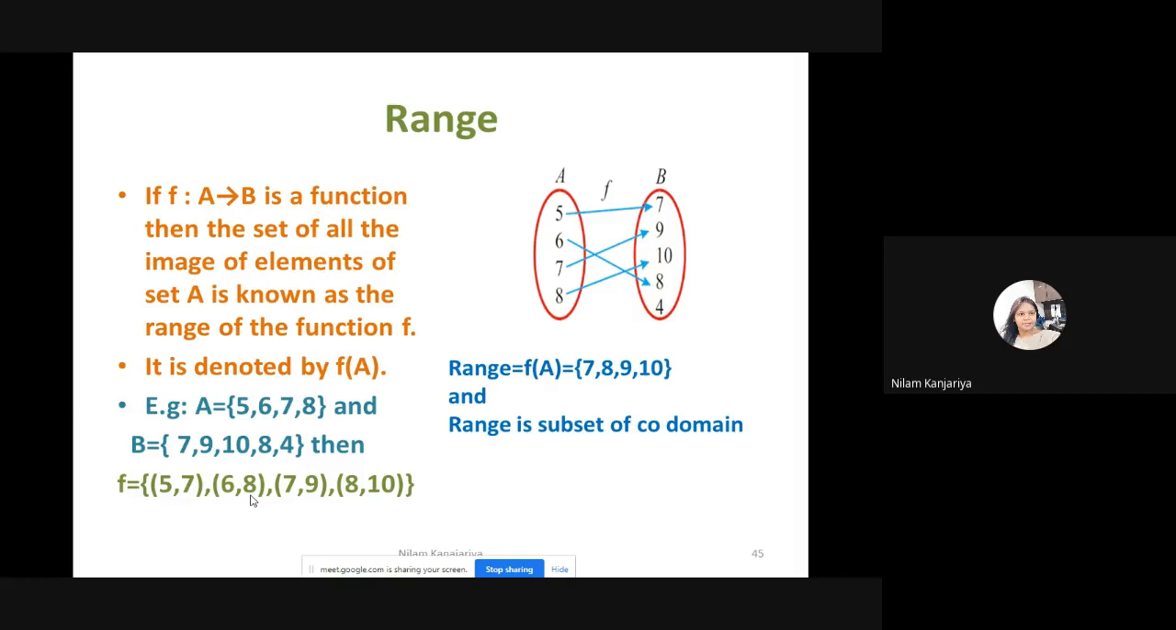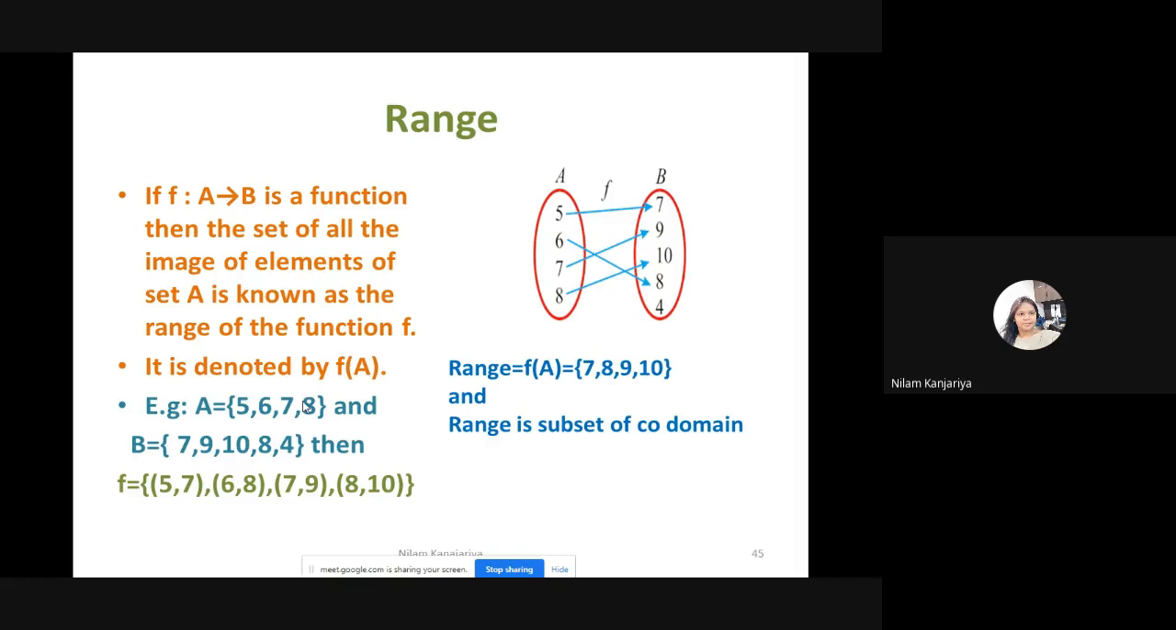For finding the range, the given term must be in function form. You have a function like A and B. Look at the definition. If f from A to B is a function, then the set of all the images of elements of set A is known as the range. The range is denoted by f of domain. The domain name can be anything, A and B, sometimes they write C and D. So f of A depends on the Venn diagram. Here you have two sets A and B, and we discussed that the relation is a function.